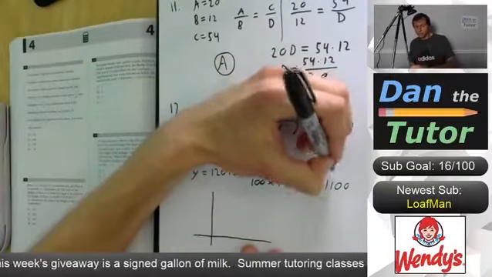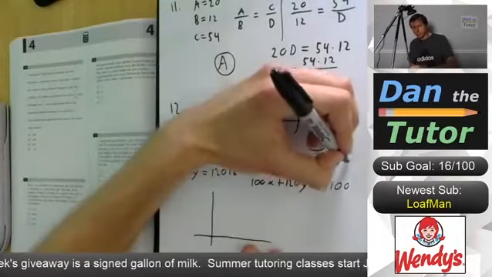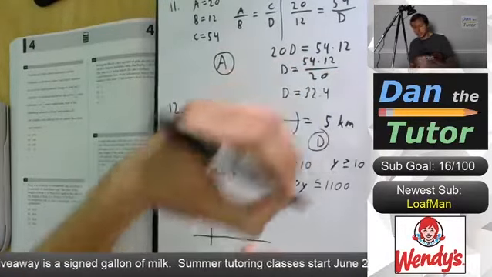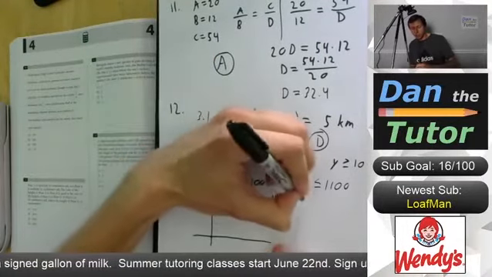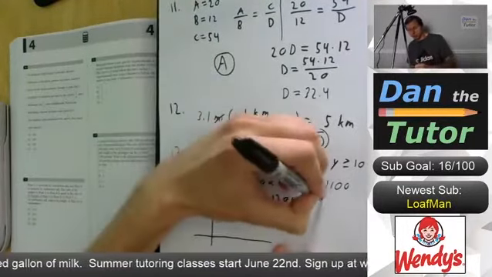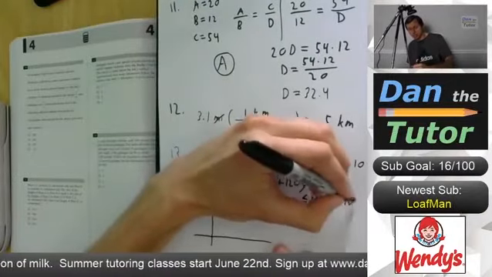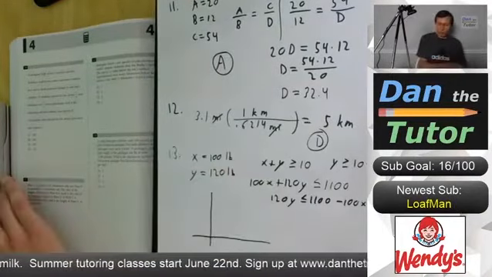So we know y is greater than or equal to 10 minus x. And then we know 120y is less than or equal to 1,100 minus 100x. And then we're going to divide both sides by 120.